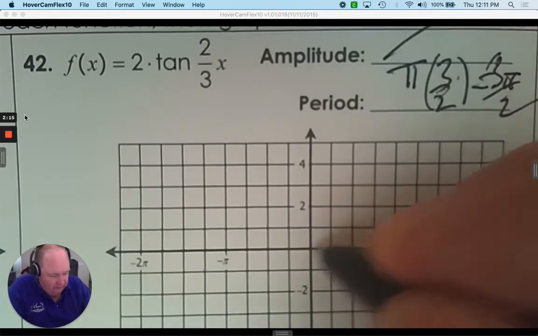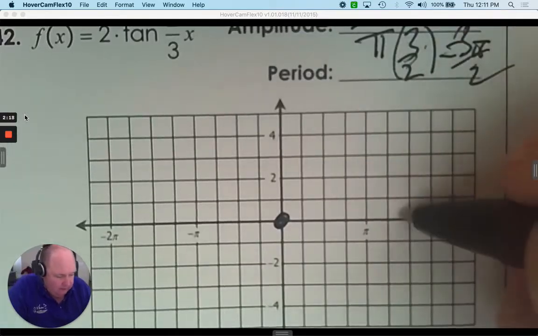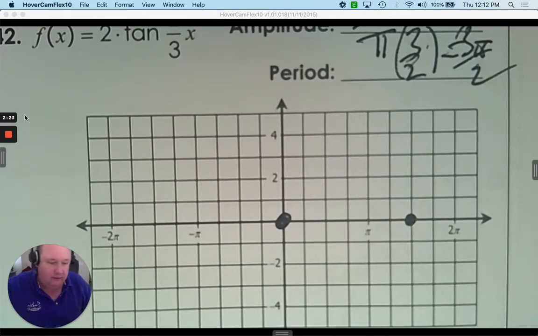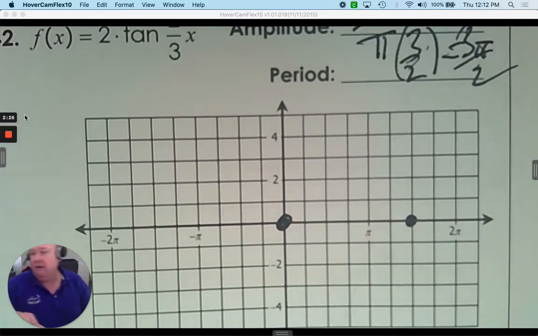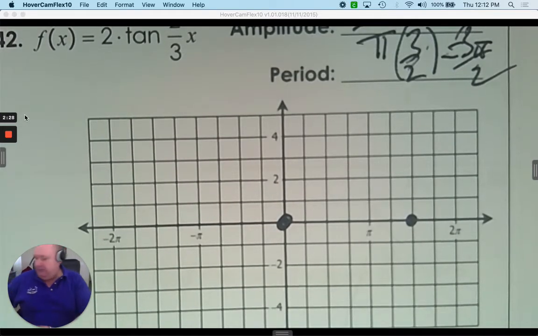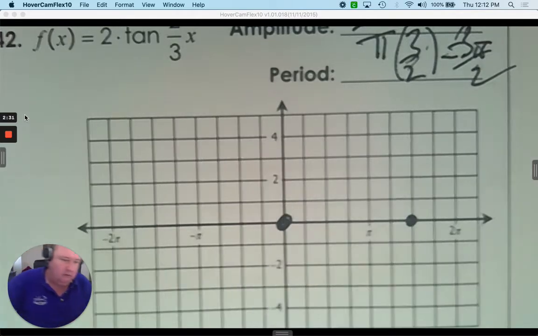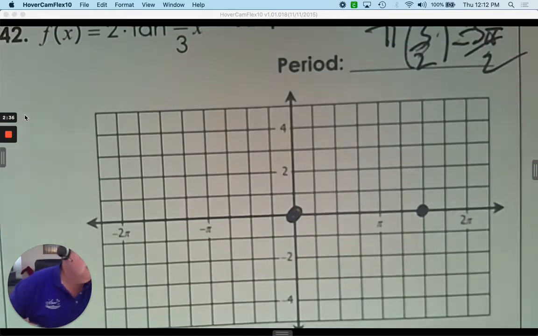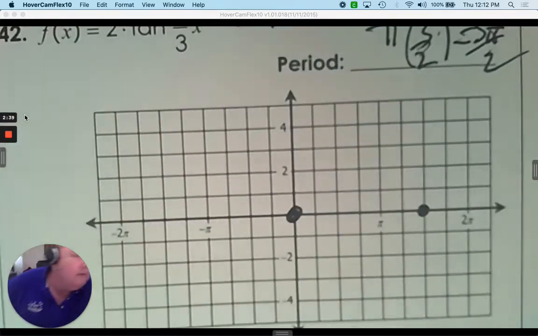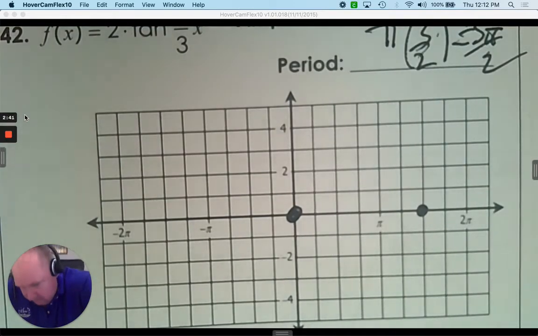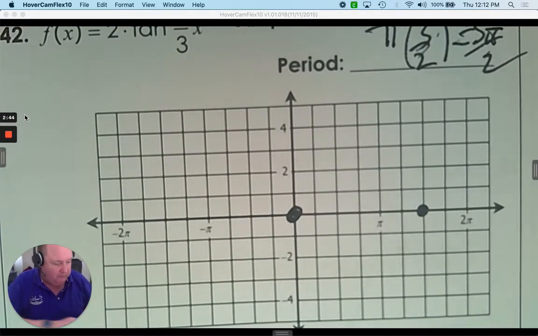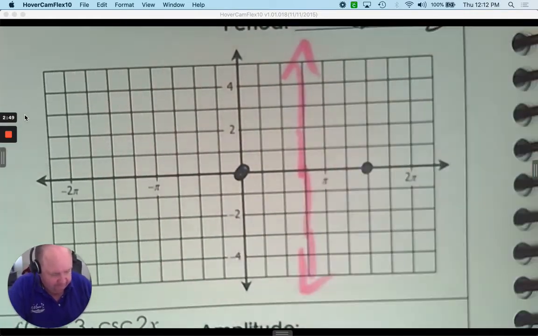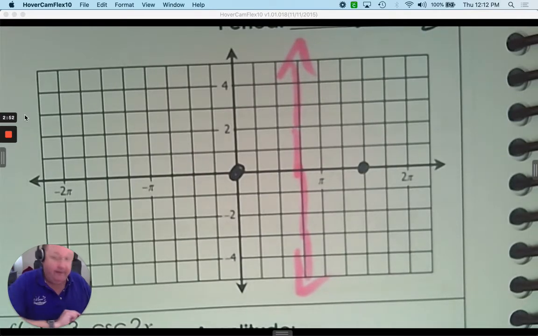Tangent starts with a point of inflection. And then at 3 pi over 2 is another point of inflection. And then in the middle is an asymptote. Where did I put my fancy pink asymptote? Did one of my kids take it? I have another one here. Hopefully this one works. So in the middle, oh, it works. There's the asymptote. And then that's the pattern we're going to follow.